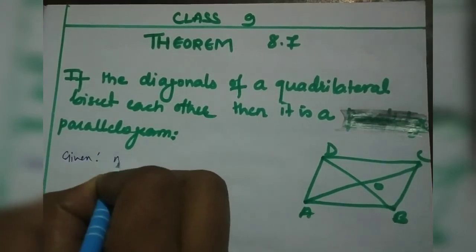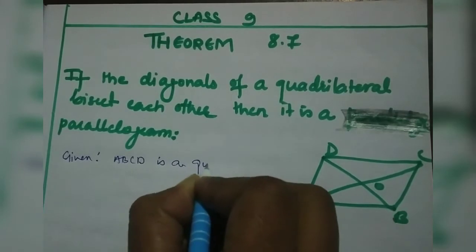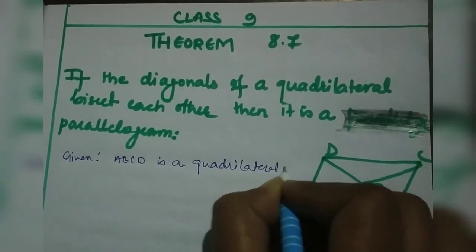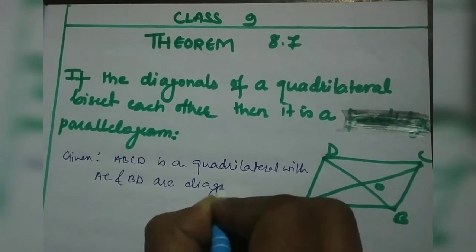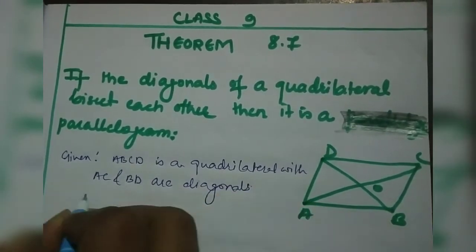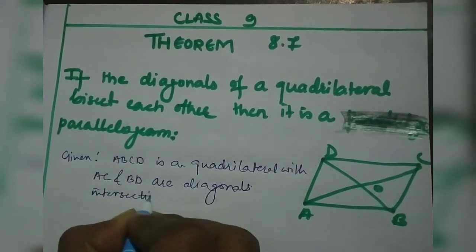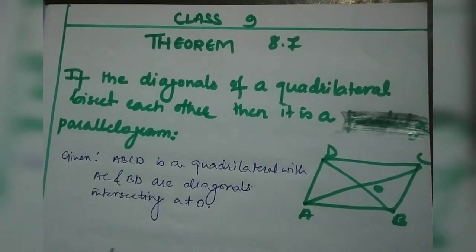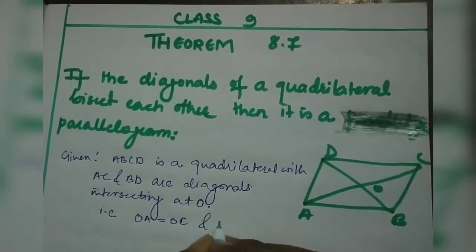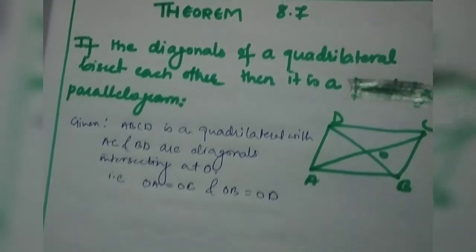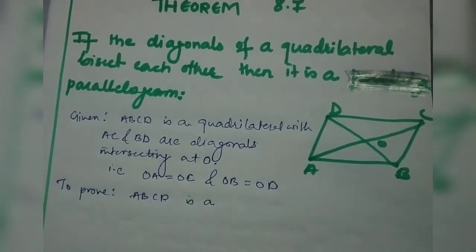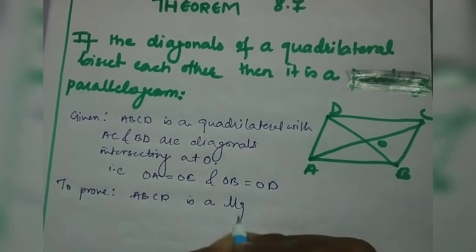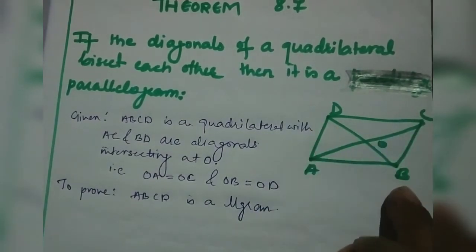Given: ABCD is a quadrilateral, with AC and BD as diagonals intersecting at O. That is, AO equals OC, and OB equals OD. We need to prove that ABCD is a parallelogram.